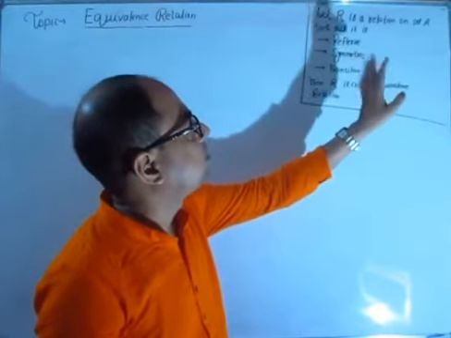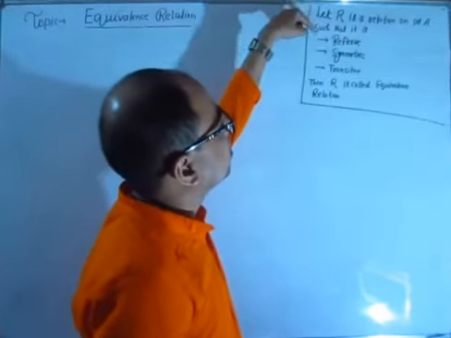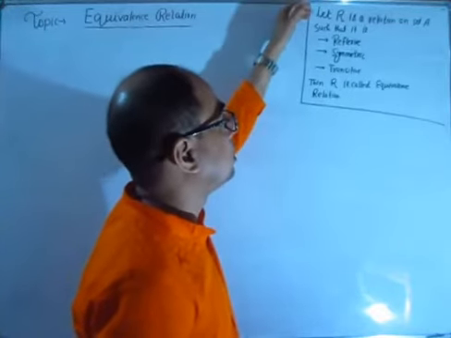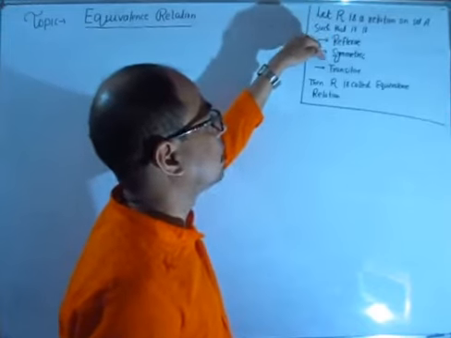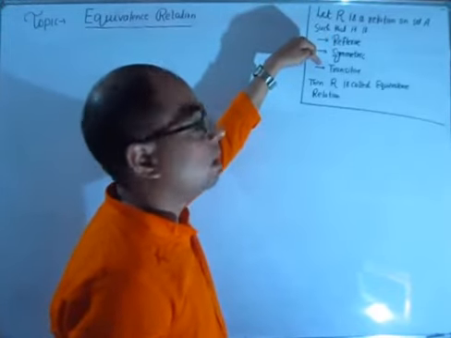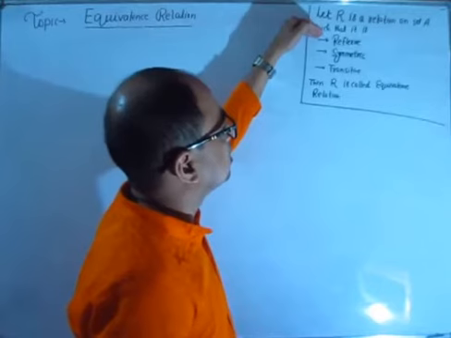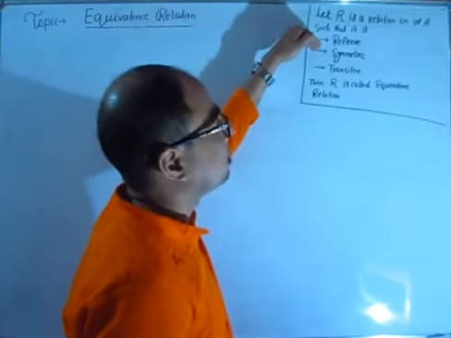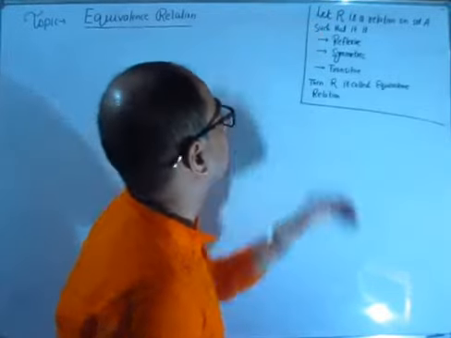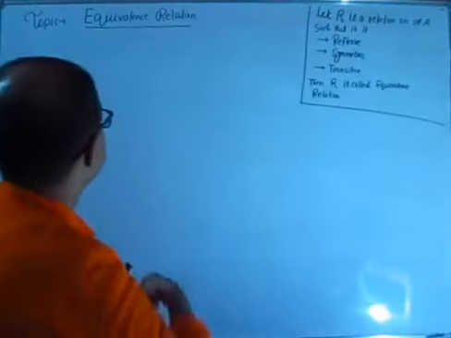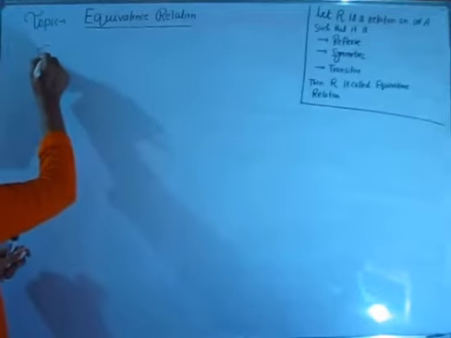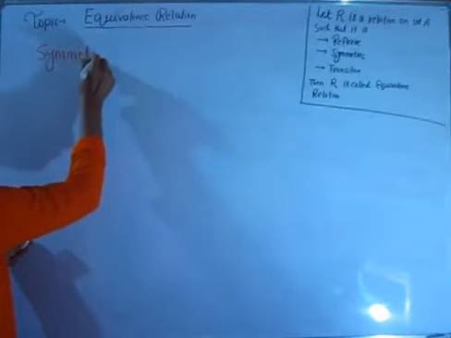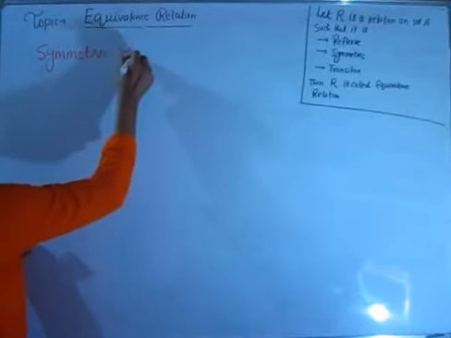For an equivalence relation, all three conditions must be satisfied. Any relation is called an equivalence relation if it is reflexive, symmetric, as well as transitive. We have already discussed reflexivity in the previous lecture. Now we are going to discuss the symmetric relation.